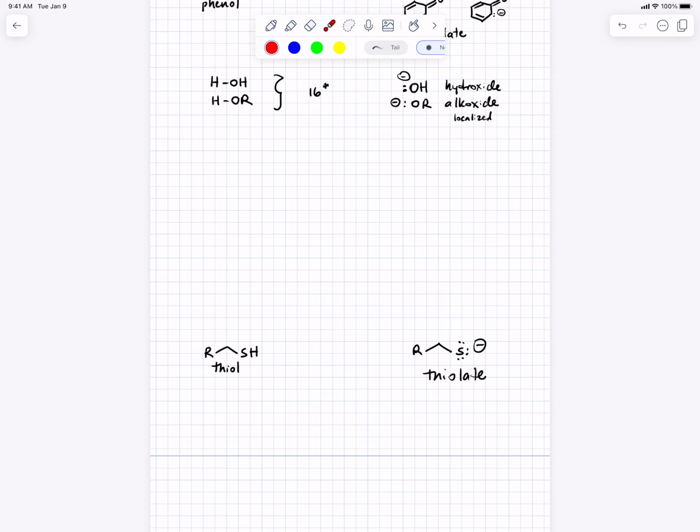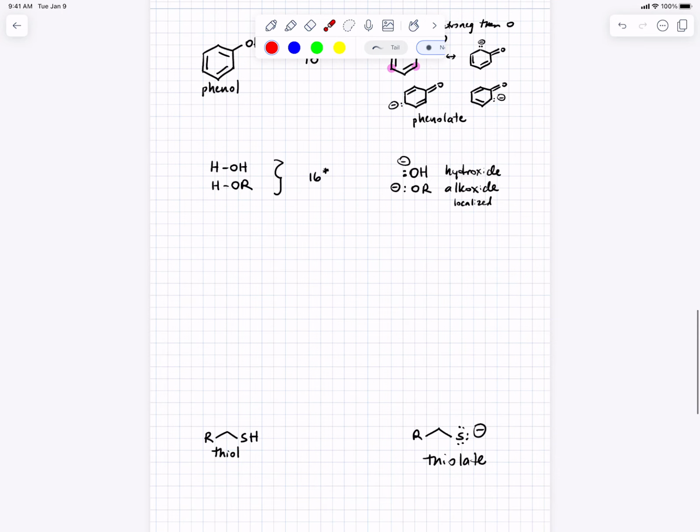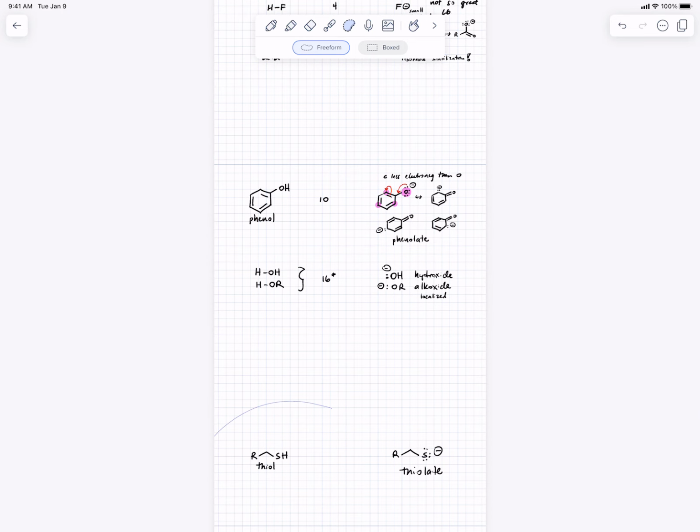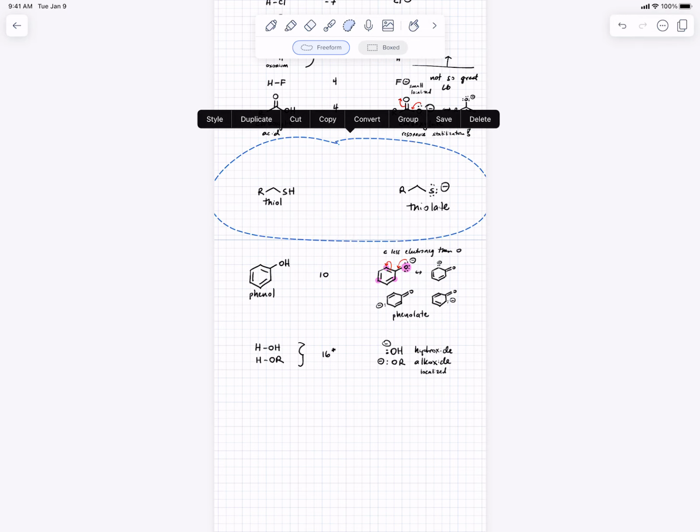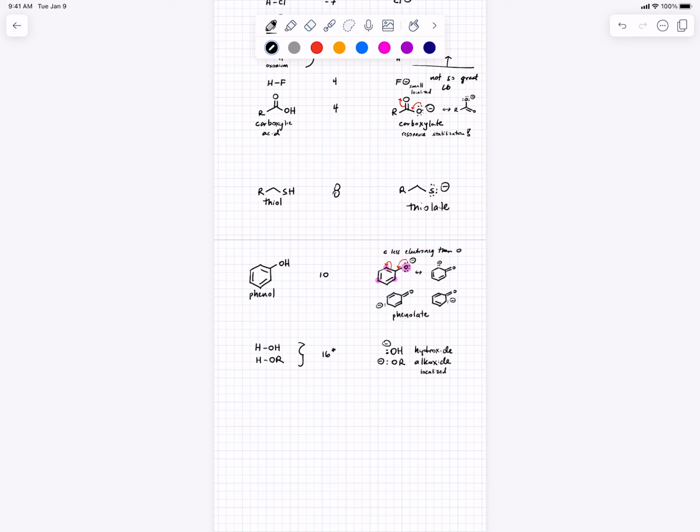Sulfur is bigger. So the same thing that makes I minus more stable than F minus makes sulfur, the thiolate, more stable than the alkoxide, right? S minus more stable than O minus. And indeed, that is what we see. The thiol itself is quite a bit more acidic than the alcohol. The pKa there is 8, so that's a factor of 100 million in acidity that you get from having the negative charge on something that's just a little bit larger. Okay.